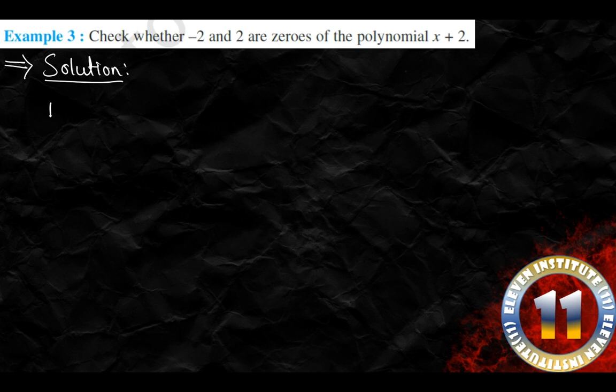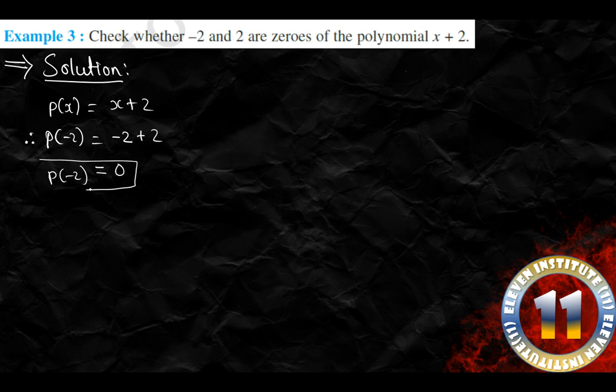What is the polynomial given to us? X plus 2. Now we will take x is equal to minus 2. So we can write therefore p of minus 2. So instead of x now we will write minus 2 and we very well know that minus 2 plus 2 becomes 0. So what we get is p of minus 2 is equal to 0.